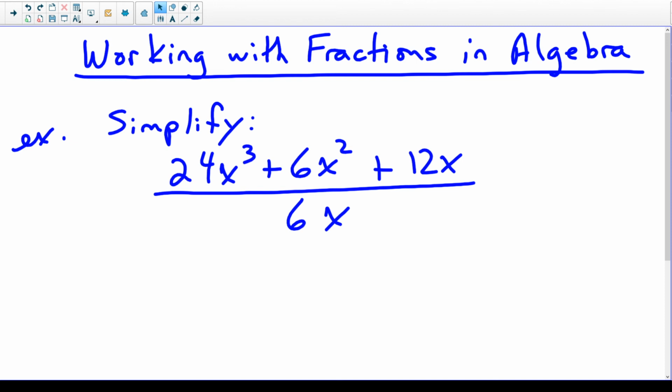This is going to be your first example into what we're going to be asking you to do in this unit. Can you simplify this? Now, the very first thing you're going to do is you're going to write your restrictions. What is the only restriction to this expression?